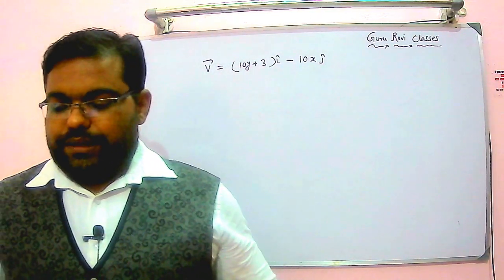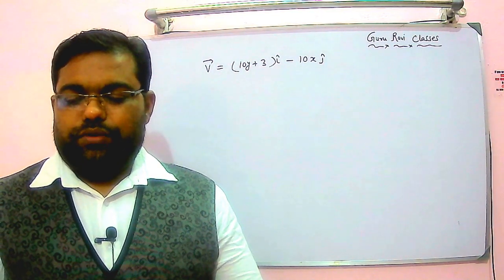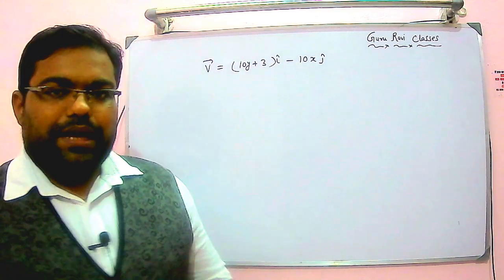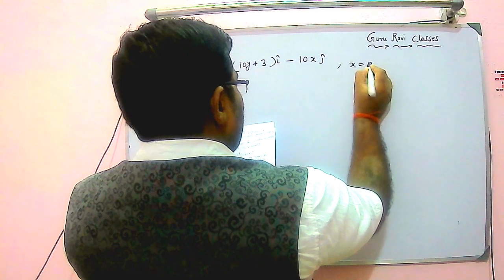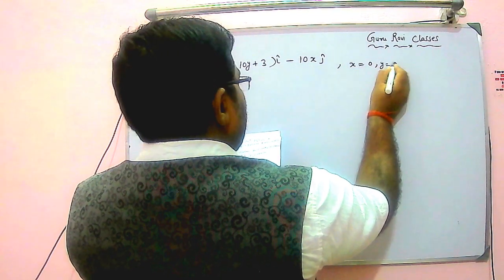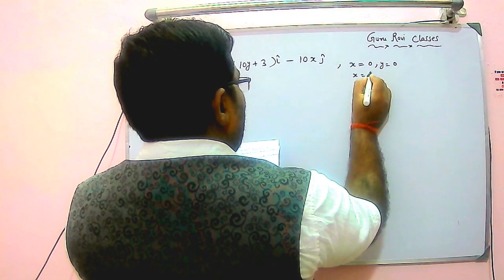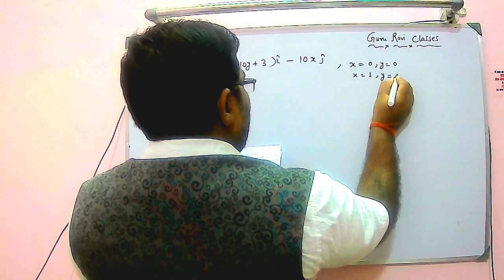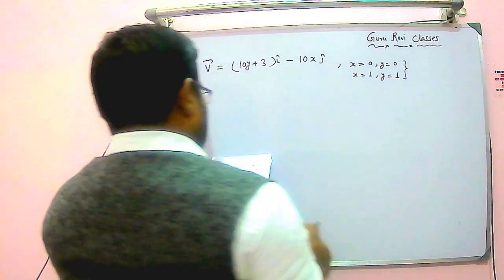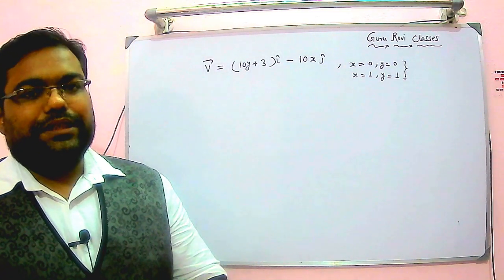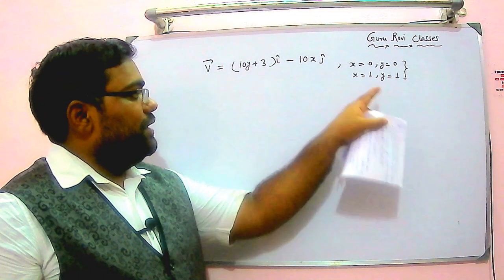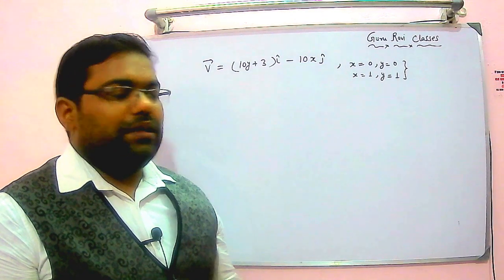Alright. Determine the circulation around the contour given by x is equal to 0, y is equal to 0, x is equal to 1, y is equal to 1. So these are the coordinates given for the contour. This is the velocity vector which is given, right? And we need to find out the circulation around this contour.